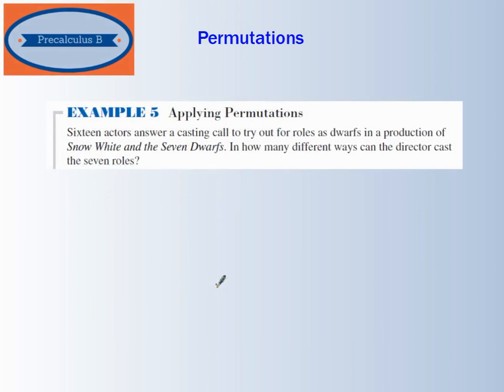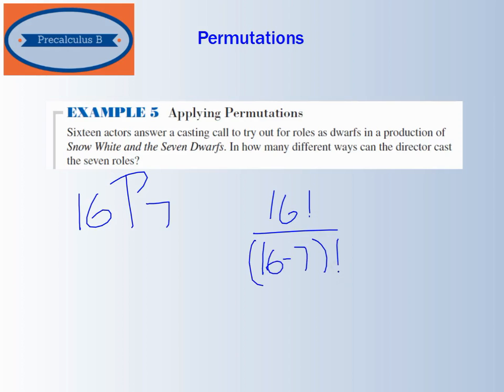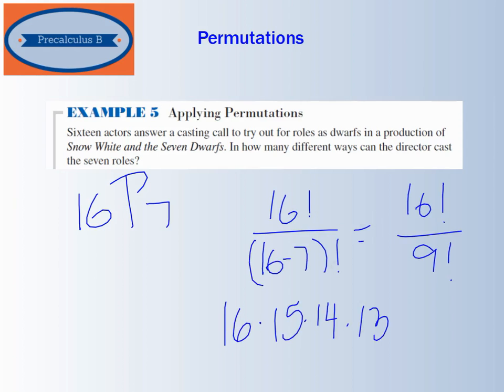So how might we apply permutations? Say we have 16 different actors who are answering a casting call to try out for roles as dwarves in a production of Snow White and the Seven Dwarfs. How many different ways could the director cast the 7 roles? So we have 16 people, and we're trying to find out how many permutations exist where we select 7. This is just going to be 16 factorial divided by 16 minus 7 factorial, or 16 factorial divided by 9 factorial, which is the same thing as just saying 16 times 15 times 14 times 13 times 12 times 11 times 10.